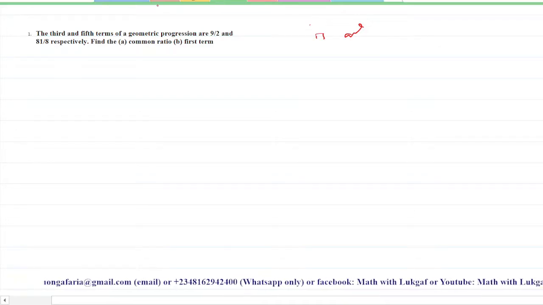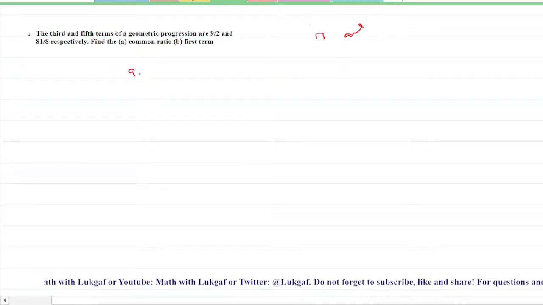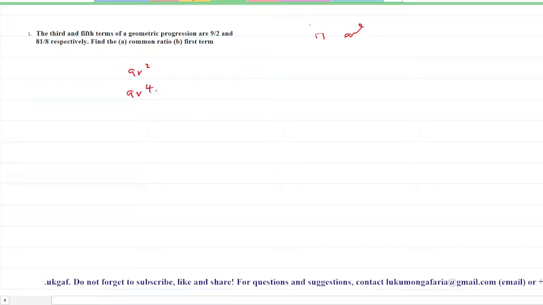What is the third term from what we've just said now? Don't forget the third term will be AR raised power what? It is R raised power 2. You just subtract 1 from the term. So that is AR squared. And the fifth term will be what? AR raised power 4.